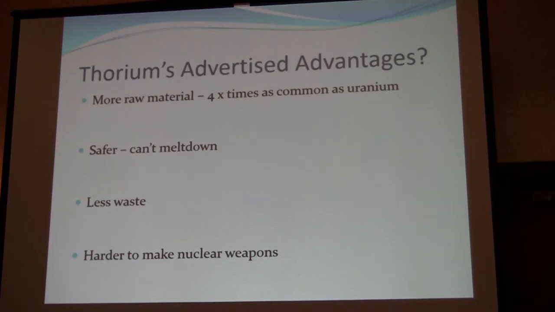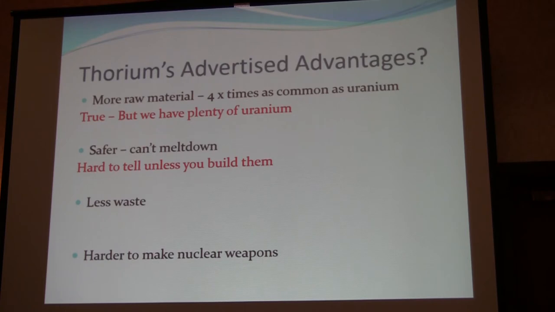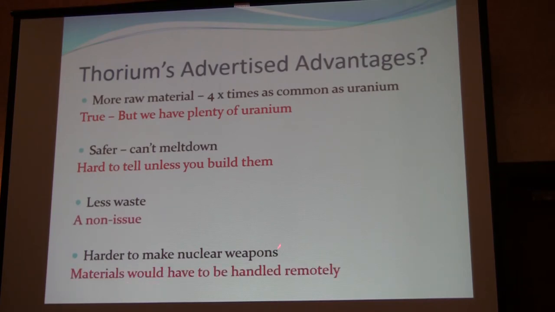So here's the summary of thorium's advertised advantages. It's true that we have more raw material, but for the foreseeable future, there is plenty of uranium, so it's not really that big a deal. It can't melt down, but nuclear plants are so safe already, and you're dealing with an unknown technology. Who knows what the problems will be? It's very hard to make a comparison at that level. Less waste is really not an issue. Harder to make nuclear weapons, yes, but the materials would have to be handled remotely. So this is very nice. I could give a long dissertation about how we should switch to thorium fuel, but the problem is you can't tell.